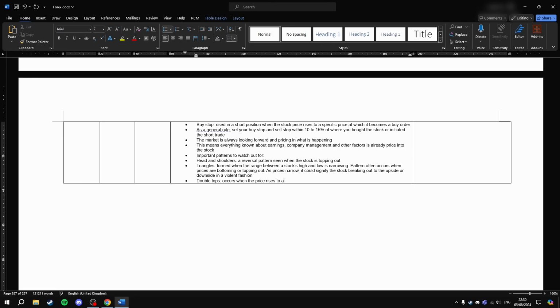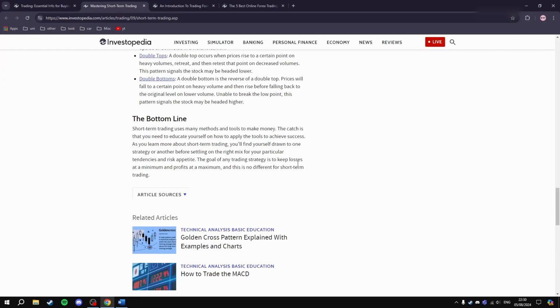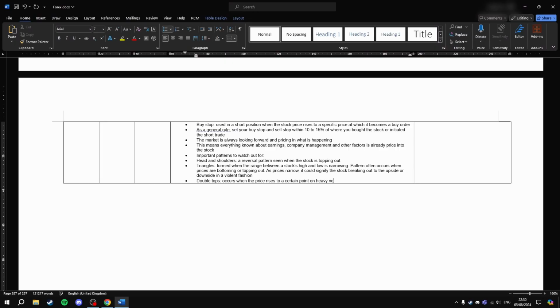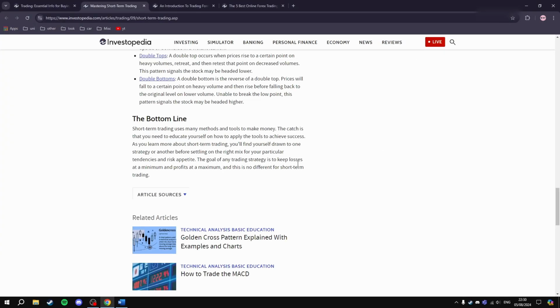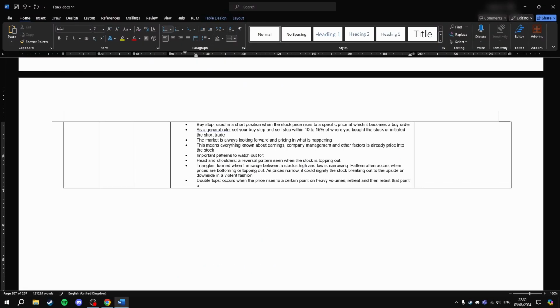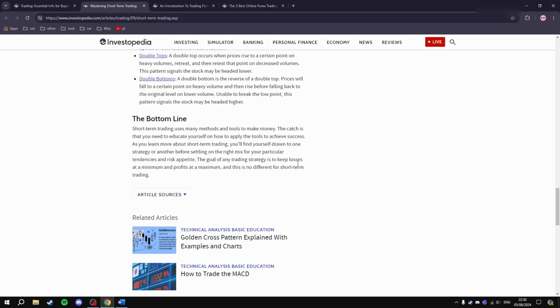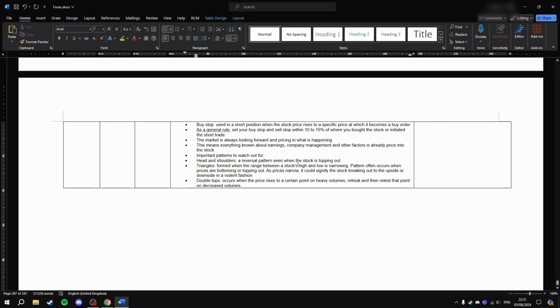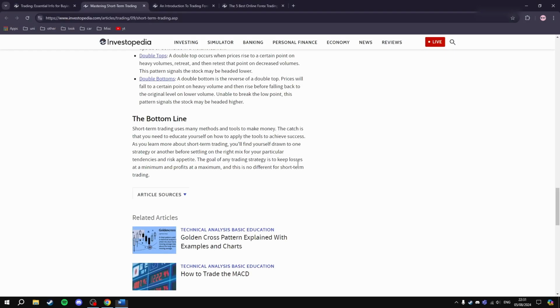Price rises to a certain point on heavy volumes, retreats, and then retests that point on decreased volumes. This pattern signals that the stock may be headed lower.